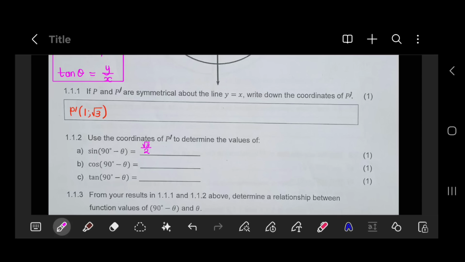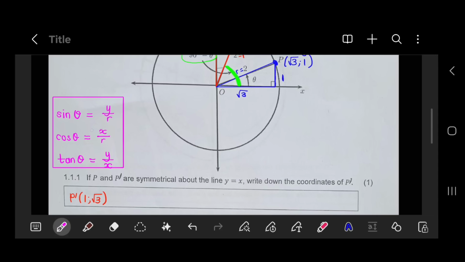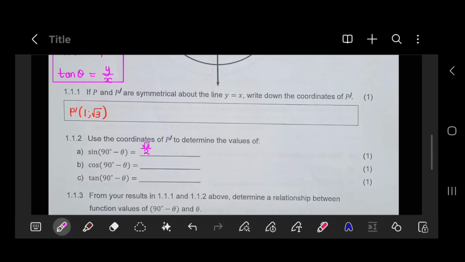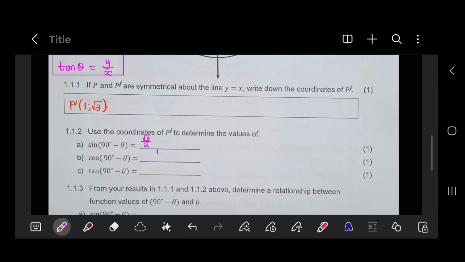Next, we need cos of 90 minus theta. So cos is x over r. And in terms of the image of P, x is 1 and r is 2. So our answer is going to be 1 over 2. Alternatively, you can use adjacent over hypotenuse. So in terms of this angle, adjacent is 1, hypotenuse is 2. So the answer is going to be 1 over 2.